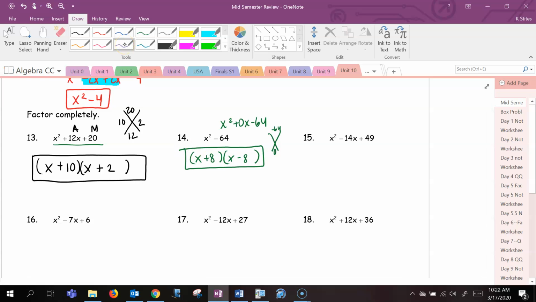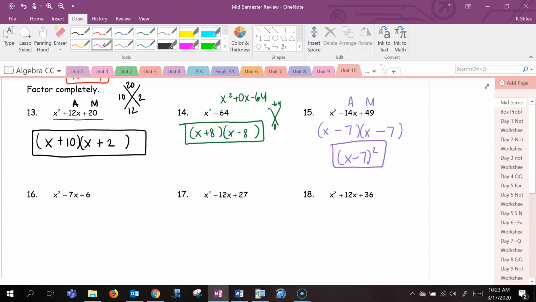Okay. All right, we'll try this one. So again, this is the most recent stuff that we've been doing. This one we're multiplying to 49 and we're adding to negative 14. Notice we're multiplying to a positive but adding to a negative. That means both of our signs have to be negative. Okay, so think multiplies to 49, adds to 14. That's going to be 7 and 7. But again, both will be negative. You could also write it like this, since those negative 7s are the same.